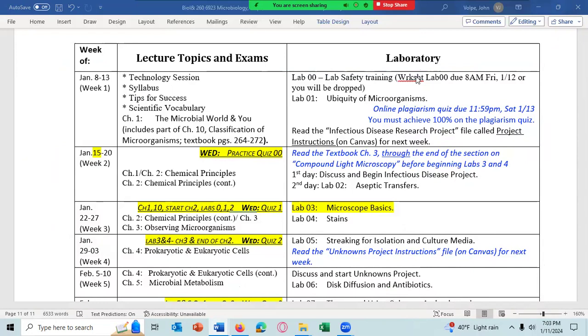So today is January 11th, and we're going to be talking about Lab 1, the ubiquity of microorganisms. Let me remind you that you need to get the Lab 00 worksheet in by 8 a.m. Friday morning, or else you will be dropped from this class. This is the only attendance I'll be taking. I'll be taking attendance by your turning in the Lab 00 worksheet.